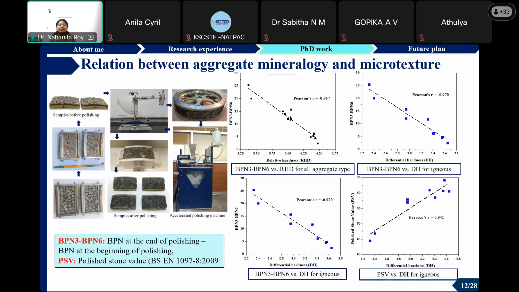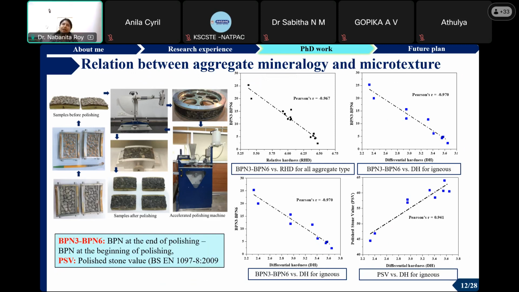I have just briefed. Now, what is the relation between aggregate mineralogical parameters and microtexture and microtexture deterioration? How have we simulated the microtexture deterioration in the laboratory? For that we used a polishing test, the accelerated polishing machine, and we polished the aggregate samples based on the standard BS EN 1097. They have given one parameter, which is the polished stone value.